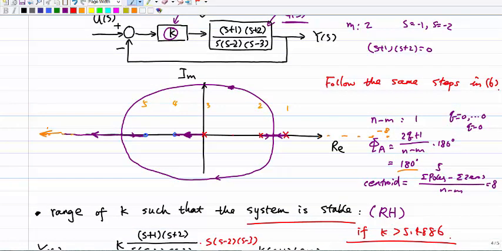We know that at a certain point, the root locus crosses the imaginary axis for a certain k. Let's draw it a little bit. When you are here, this is when k is equal to 5.4886. Once you go beyond this point, as long as you increase k beyond that, all your poles will always be in the open left half plane.